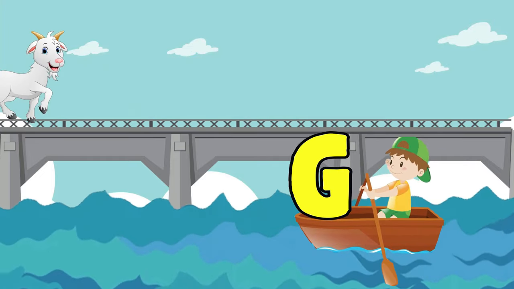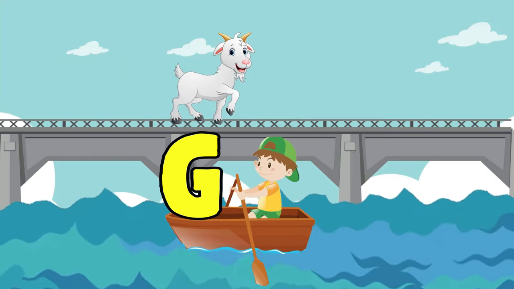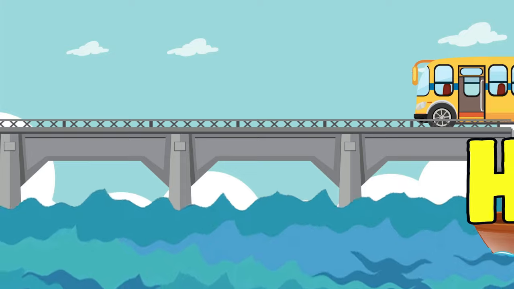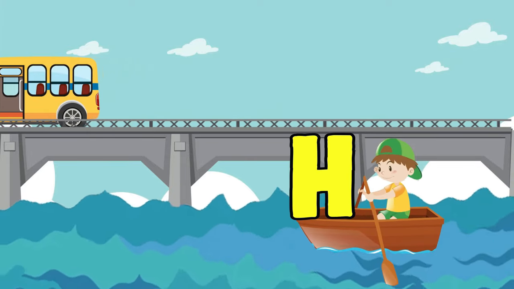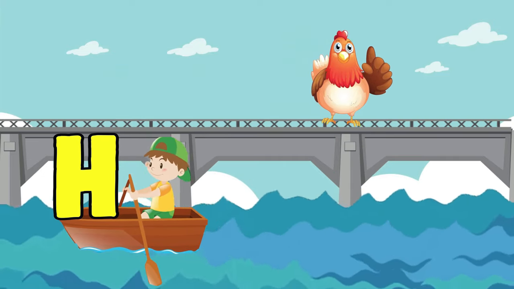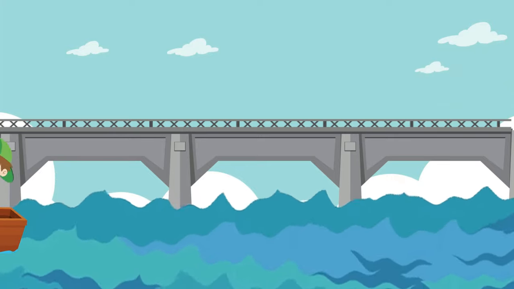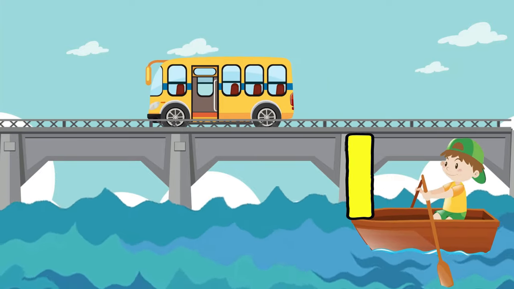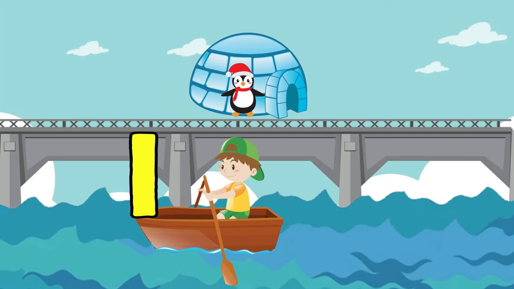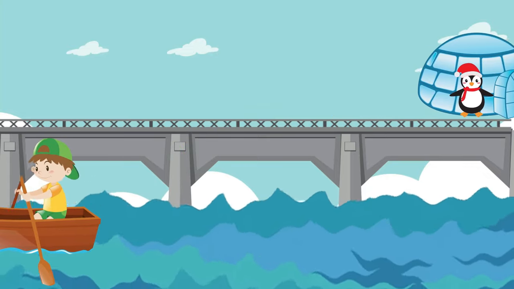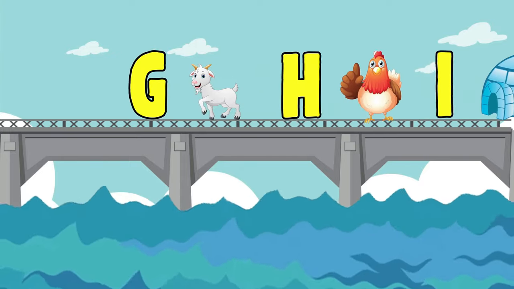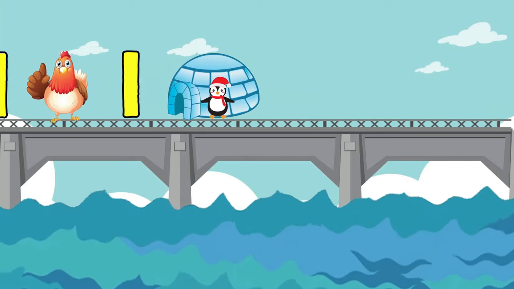G is for goat. G, g, goat. H is for ham. H, h, ham. I is for igloo. I, i, igloo. G, goat. H, ham. I, igloo.